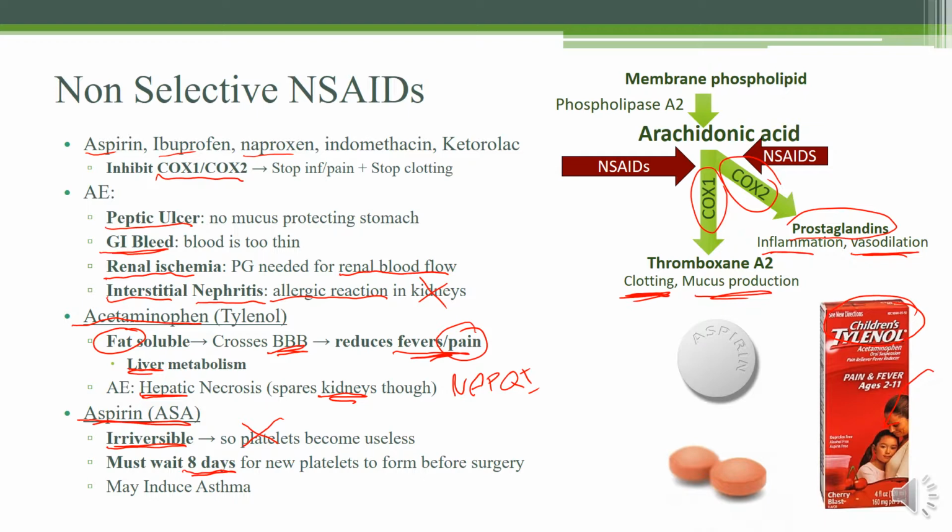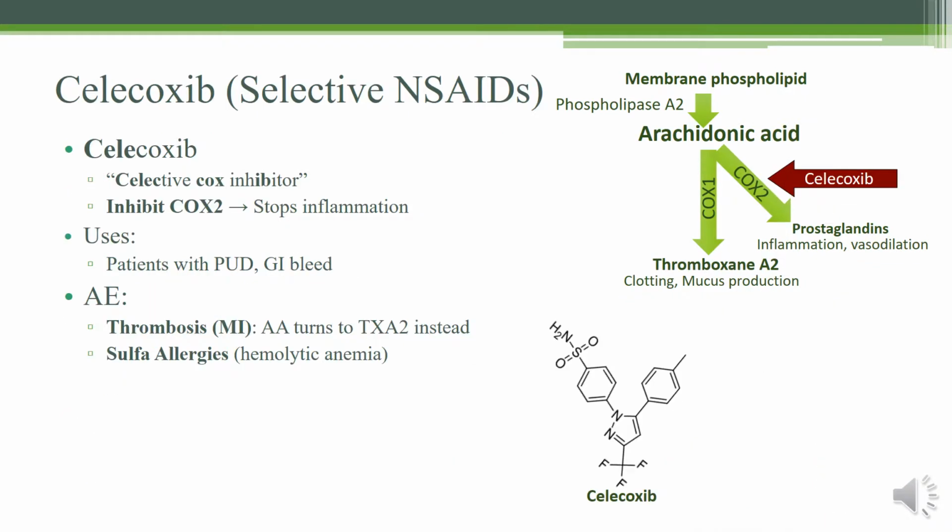Another thing it may cause is aspirin-induced asthma, and we'll talk about that later on. All right, celecoxib is going to be the only selective NSAID that you need to know about. And it's pretty easy to memorize because its name sounds like selective COX inhibitor, celecoxib.